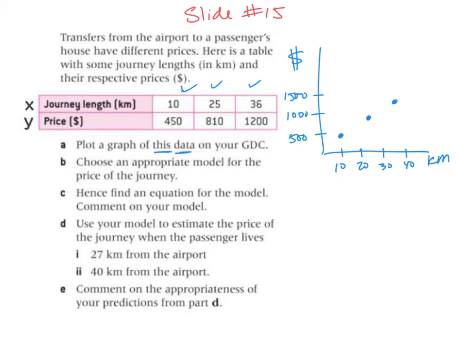Then letter B says, choose an appropriate model for the price of this journey. Well, it looks to me that those points appear to lie on a line, so we're gonna choose a linear model, okay? And then letter C says, hence, find an equation for the linear model and then comment on your model. Now, this is where you will use this table that you've already put into Desmos and do a linear regression. If you forget how to do that, I made a video. It's linked to the calendar, so go back and watch how to use Desmos to do a linear regression on those points to get a model.